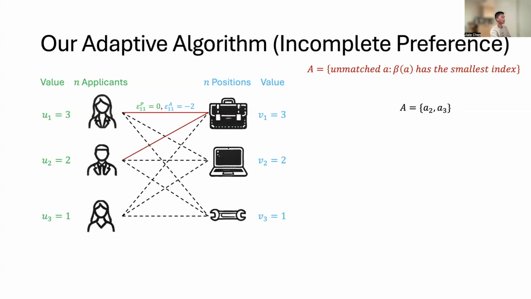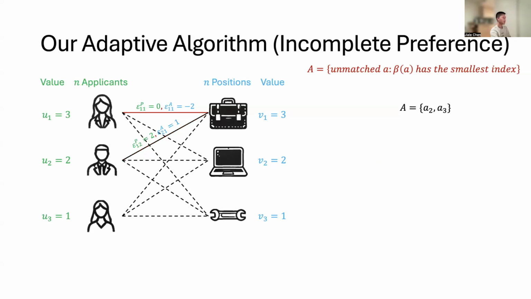In the second step, the capital A becomes A sub 2 and A sub 3 because the most preferred position of the first applicant becomes the second position. So the algorithm will choose the pair A sub 2 and P sub 1 and conducts the interview. Now let's say the interview results are great for both sides. The first position remains the most preferred position of the second applicant, and the second applicant becomes the most preferred applicant for the first position.